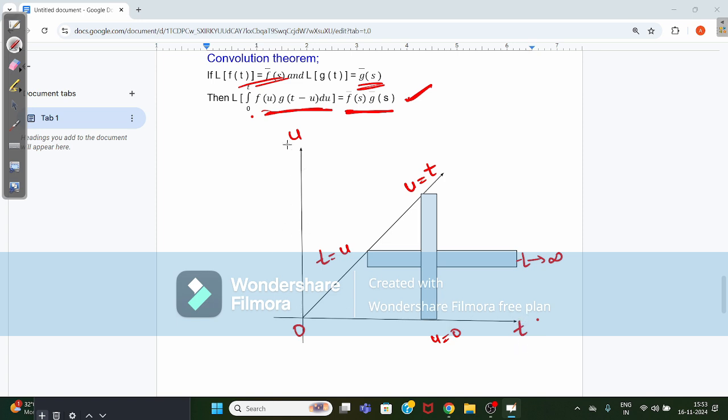Here t and this is u. When t is equal to u, this value; when u is equal to 3, t comes to this value, t tends to infinity, this value; and when the value of u is 0, this is the line. Okay, these are the points which define this line.